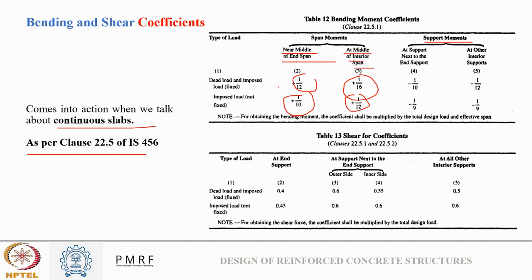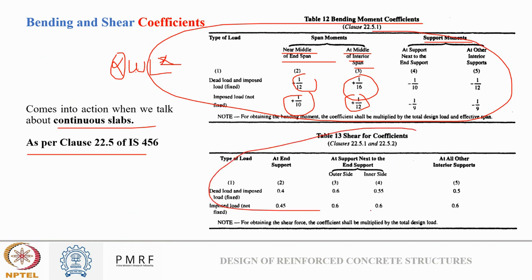We need to choose this moment and these coefficients, and we multiply these coefficients with WL or WL square, depending upon how you are defining W. If W is in kilonewton per meter, then this will be WL square. If this is in kilonewton, then this will be WL. And alpha, that coefficient, you will obtain from this table. Similarly, for shear coefficient also you can obtain the coefficient. Okay, and we will design for the worst case. So depending upon the bending moment value that we are getting, we will choose the worst case and design for it.